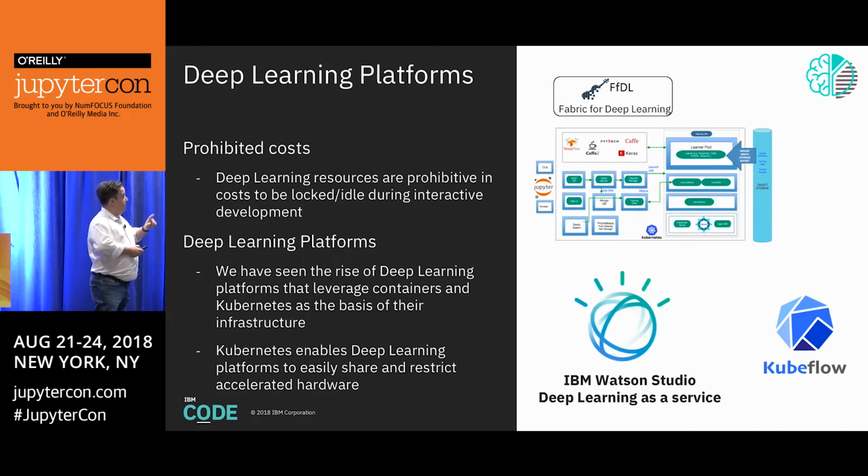Just going back here. On the right side, we see some examples of the platforms that are coming up. FfDL is one of the projects that we open sourced at IBM, a few months ago. It's called Fabric for Deep Learning. Watson Studio has deep learning as a service as well, hosted at IBM, and it provides the hardware for you to train with GPUs and everything.